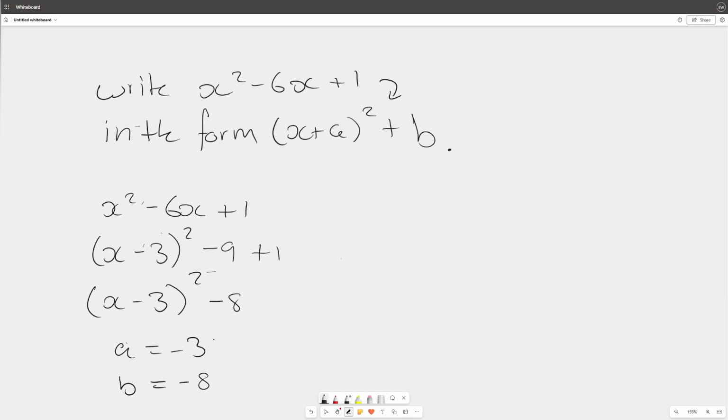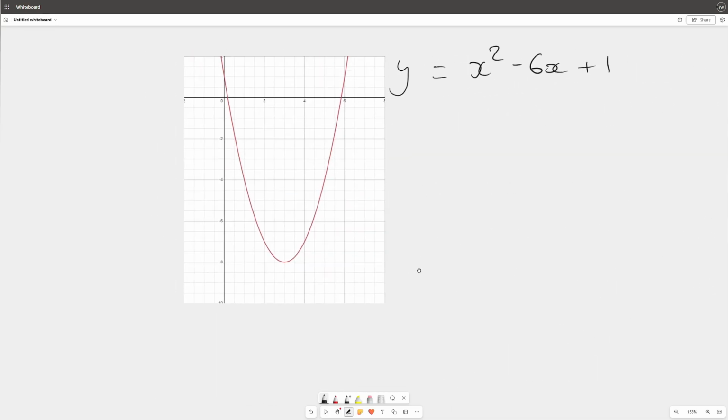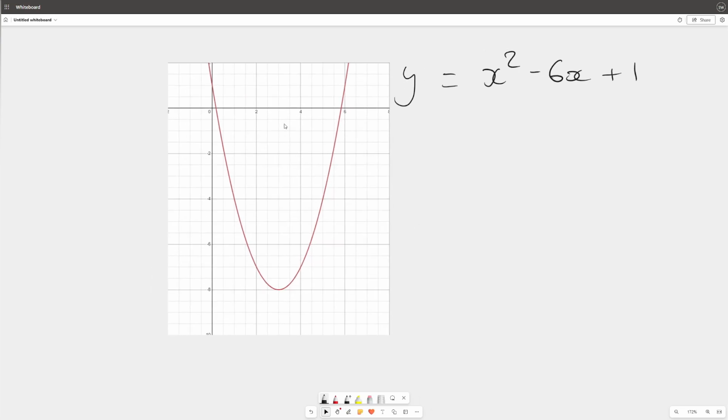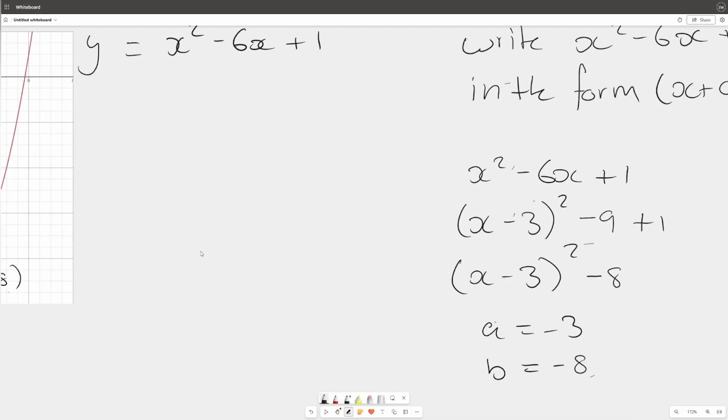Now, what is significant about these? I mentioned that there was a relationship between this a, b and the original expression, and so we need to find out what that relationship actually is. Well, we've got minus 3 and we've got minus 8. Let's go back to our graph and see if those numbers have a relationship to this graph. And in fact, we can see that this point down here, right at the very bottom, is at the coordinates 3, minus 8, and that is the relationship that a and b have to the expression.